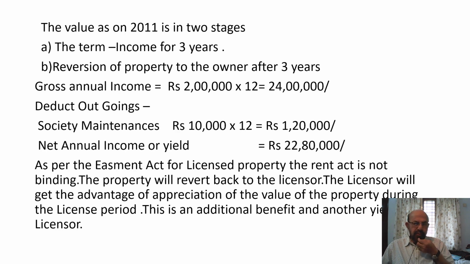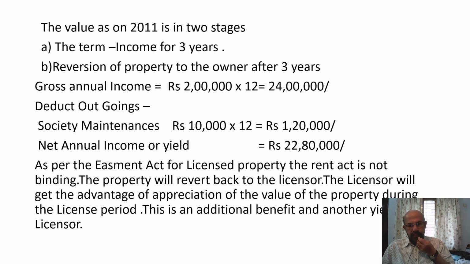The value as on 2011 is in two stages. A is the term income for 3 years. B is the reversion of the property after 3 years. Gross annual income is equal to 2 lakhs into 12 is equal to 24 lakhs. Deduct outgoing. Society maintenance 10,000 into 12 is equal to 1 lakh 20,000. So net annual income or yield is equal to rupees 22 lakhs 80,000.